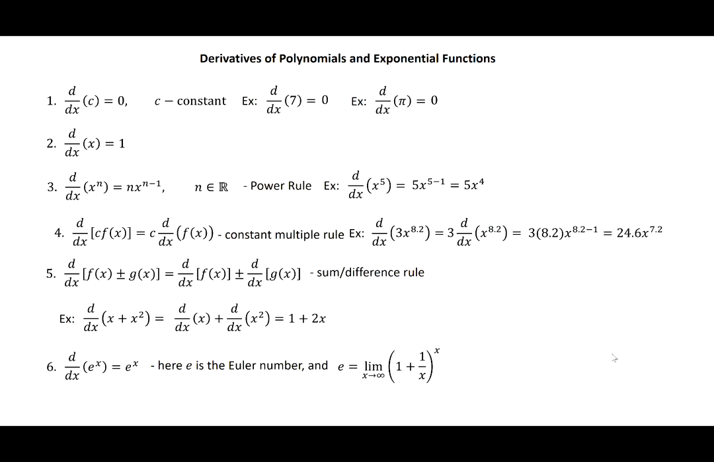Cool? So take a good look at all these formulas, and this is what we're going to apply for the next few problems.